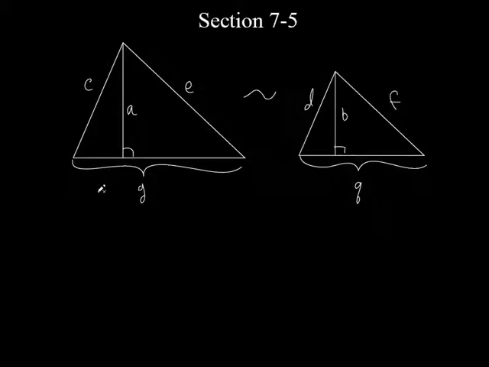So what is the ratio between the 2 altitudes? How would I write that? A to what? A to B. A and B are the 2 altitudes. This is one altitude and this is the other altitude. So if I compare those 2 altitudes, that's also going to equal the ratios of the corresponding sides. So C and D correspond to each other. What other sides correspond? E and F. Okay, and G and Q. GQ. How about that? I didn't even think about that.